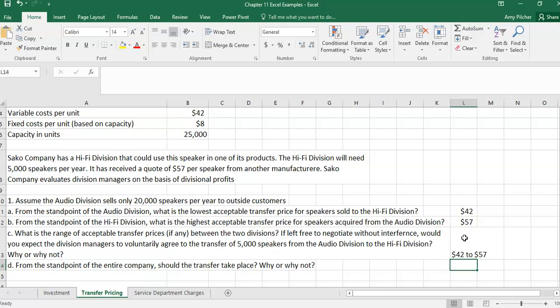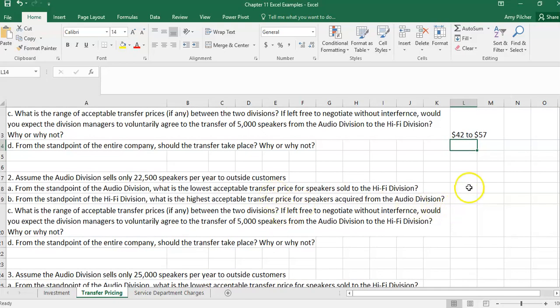The Hi-Fi division is able to lower their costs if they transfer internally, which therefore increases their profit margin. So the Hi-Fi division is going to save costs if they take that as an internal transfer instead of buying from an outside supplier at $57. So yes, from the standpoint of the entire company, the transfer should take place.